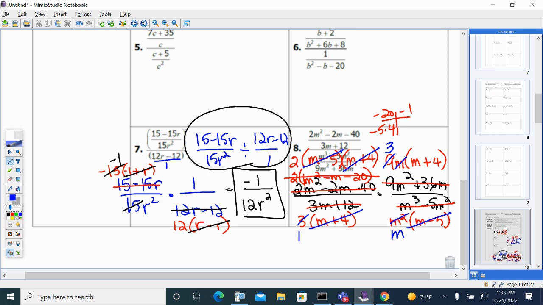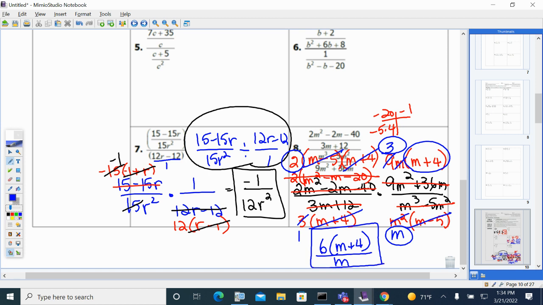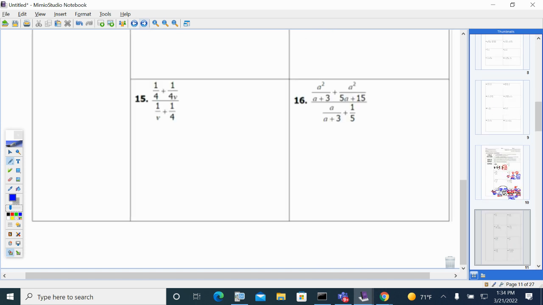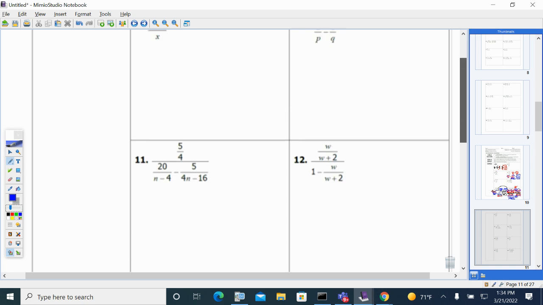I'm going to go through and circle. So I have a 2 left, and a 3 left, and an m plus 4 left, and then an m left in the bottom. So I have a 6, and an m plus 4 in the top, and just an m in the bottom. And there's your answer for number 8. So that was a lot. Didn't really fit in that little box. Hopefully you were able to keep up with everything that I did.